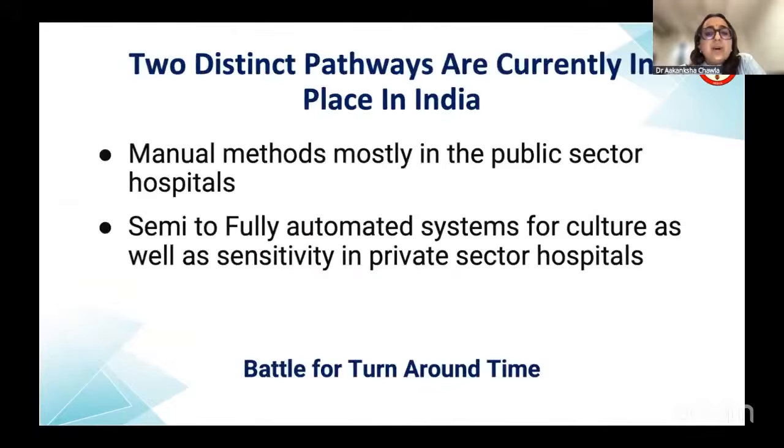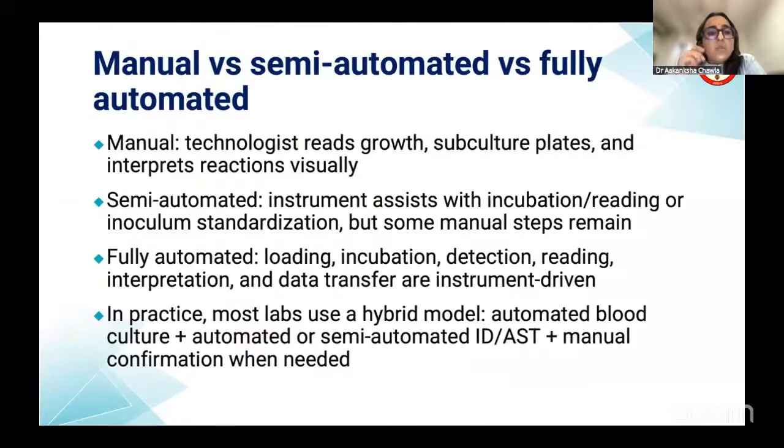So, two distinct pathways are currently in place in India. One is the manual methods, which are mostly in the government setups, and semi to fully automated systems for culture as well as sensitivity in private sector hospitals and even in the tertiary care centers. Now, what are these? Manual is basically a technologist reads the growth, subcultures the plates, and interprets reactions visually.